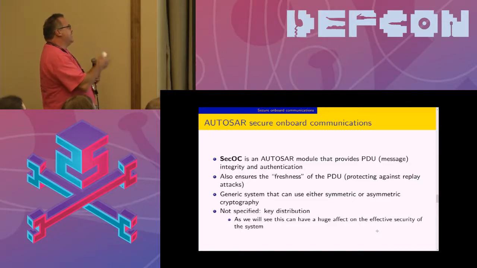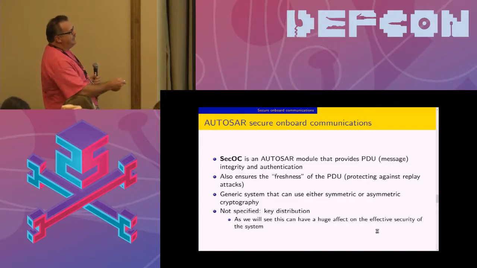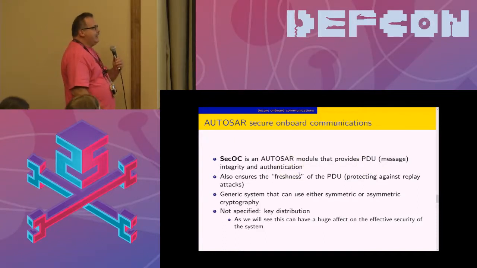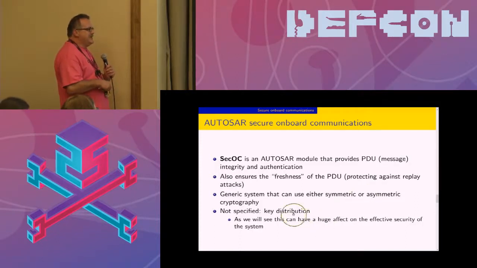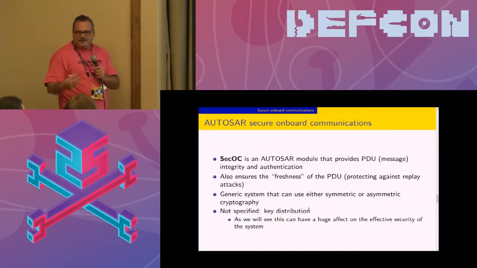So SecOC, or Secure Onboard Communications, is essentially another AutoSAR module that provides PDU, this would be the message or the signals, integrity and authentication, basically what we've been doing. The key thing is it ensures this freshness. We're going to talk about a freshness value coming into play, and it makes it a little bit harder for us to crack it. It is a generically defined system, so if you want to use symmetric or asymmetric cryptography, you can, of course. One of the key things here is that key distribution is not even specified. So that leaves everybody to basically roll their own, whatever they're going to do to distribute their keys, which is awesome because they'll probably mess up.